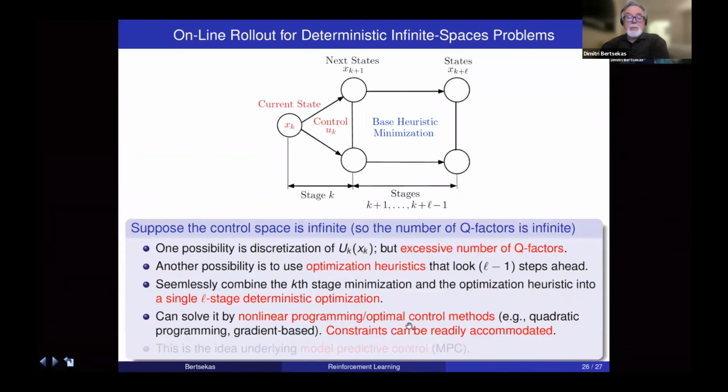So this methodology has been available for a long time and is still very, very potent and very useful today, and has been used in this context for solving these continuous spaces problems. And that's the idea that underlies model predictive control, and we're going to get to that in the next lecture. So that's the end of today's lecture.